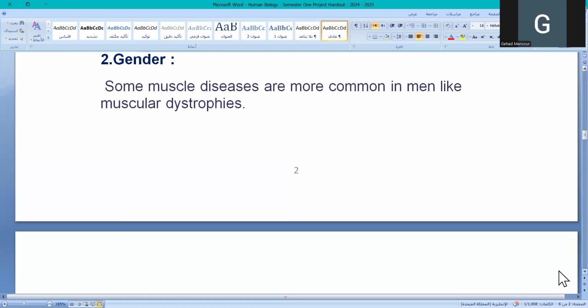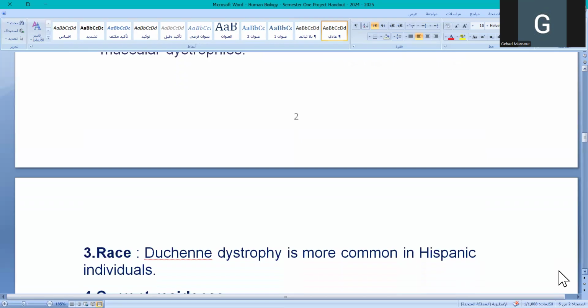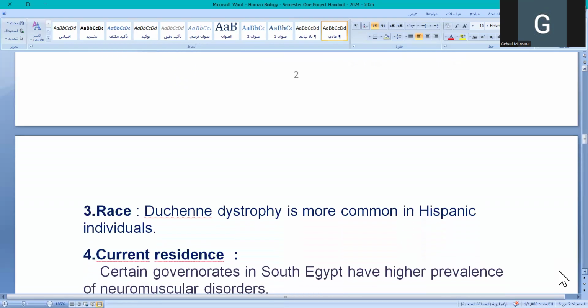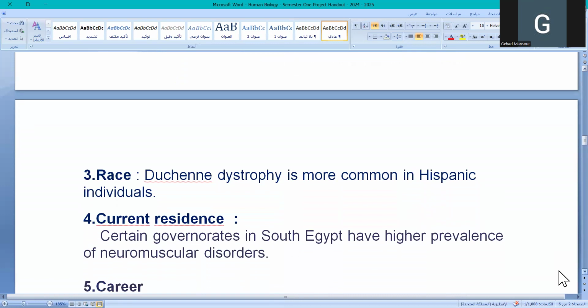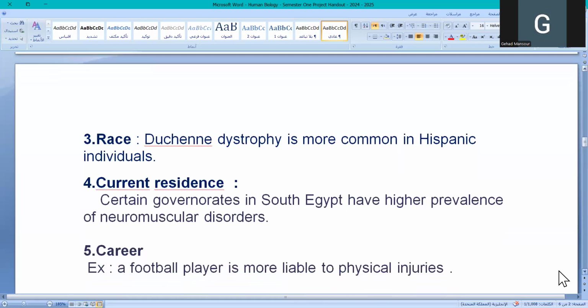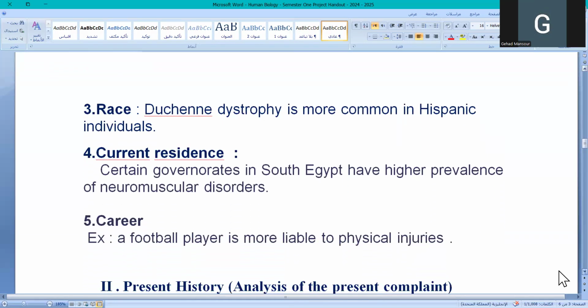Knowing the gender of the patient is also important, because there are certain diseases, like muscular dystrophies that we will be studying in the classroom, that are more common in males than in females. Sometimes the race is relevant because Hispanic individuals, for example, have a greater incidence of a kind of muscular disease called Duchenne dystrophy.